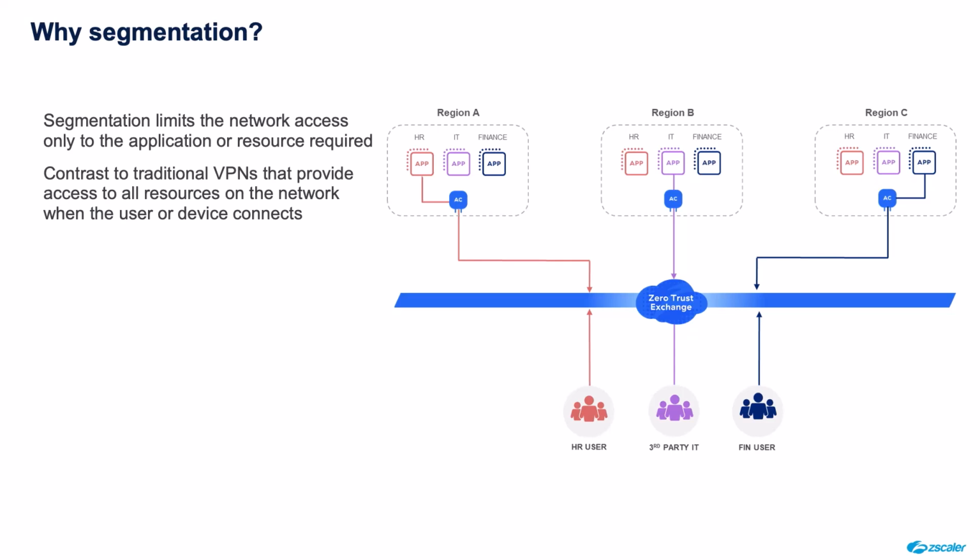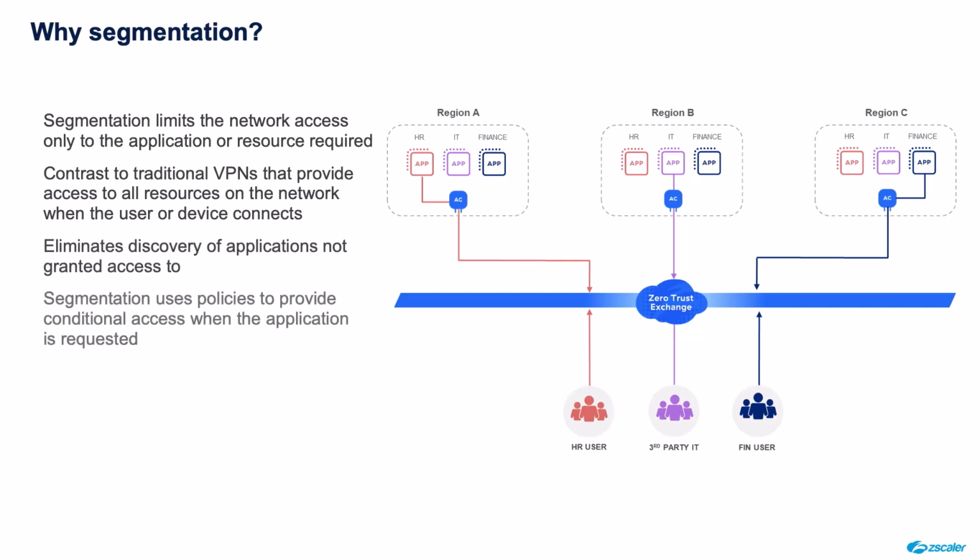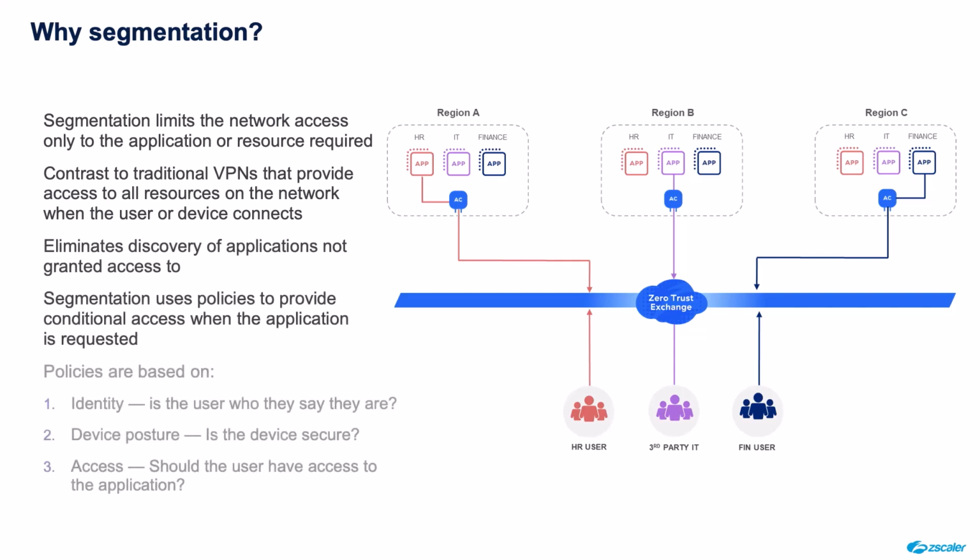For example, an HR user should only be able to access the applications they need. Here, as we can see, the HR applications. They should have no ability to laterally move or enumerate the existence of any other application or resource, such as the finance applications, even if they're in the same region on the same network. With secure private application access, you can do just this. By not bringing the user and the device into the network, you eliminate the discovery of applications they're not granted access to. You establish conditional access based on identity, device posture, and business policies to the resources they need to do their job.